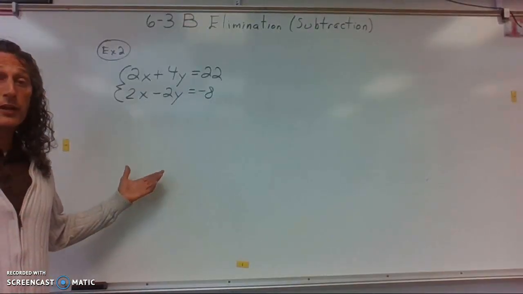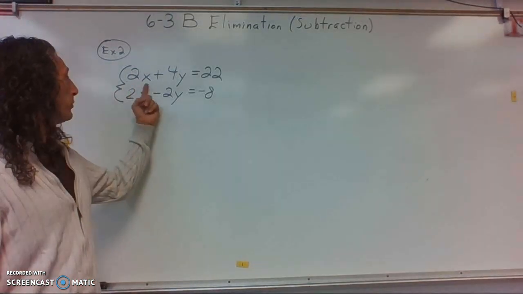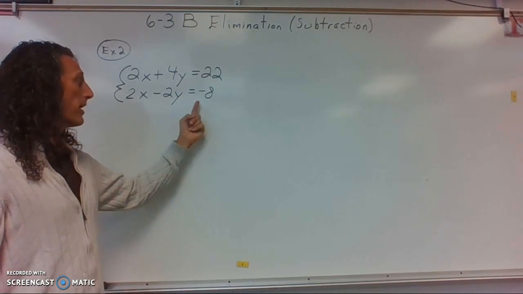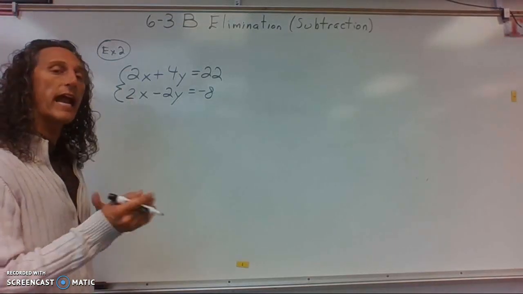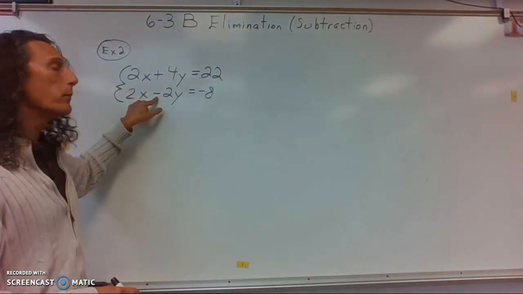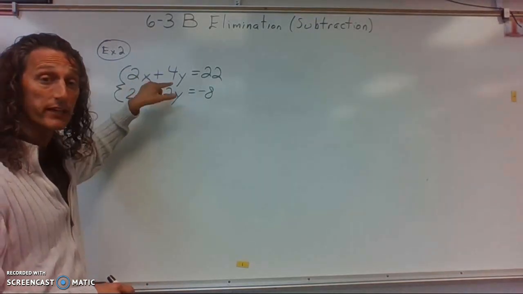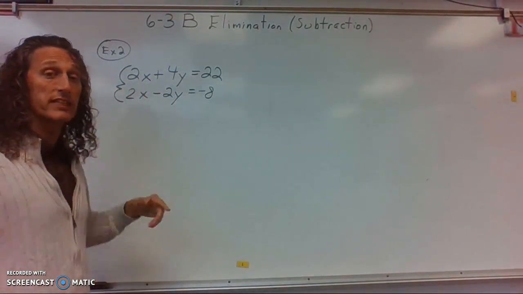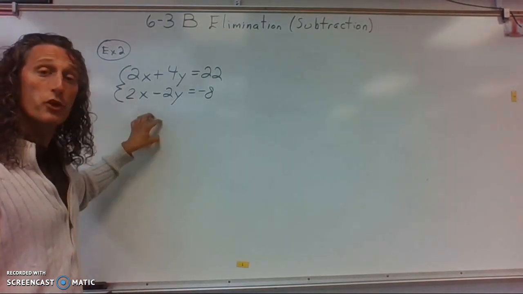All right, so here's example number 2. We have 2x plus 4y equals 22, and 2x minus 2y equals -8. So if we look at this closely, we still do not have true opposites. We do have a positive and a negative, but it's not the same number. That's a 4, that's a 2. That's not an opposite. These guys, that's a +2, that's a +2. Same number, but these guys don't have different signs. So we have no opposites.